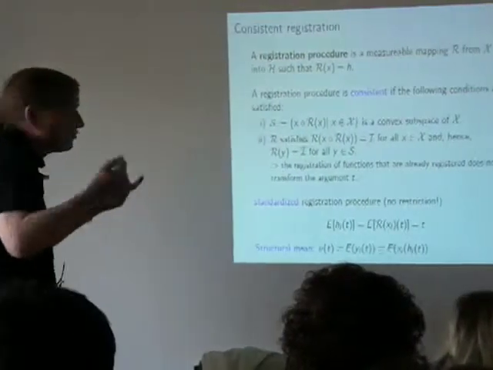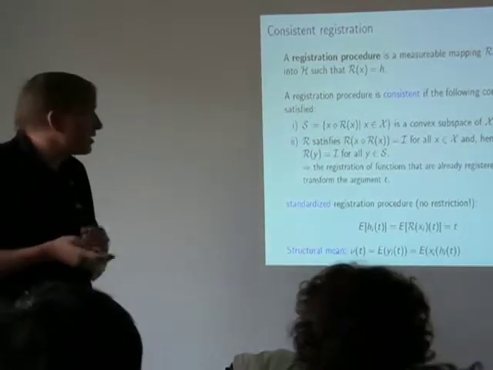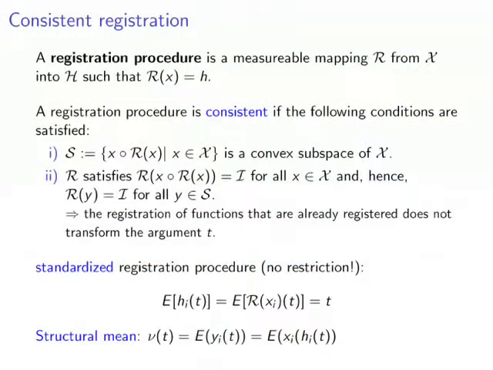It's not necessary, if you want to do it differently, you can, this is no restriction. And what we call the structural mean is just now the mean of the registered curves. This is called nu, and mu is the mean of the original curves. Okay? So this is the thing.